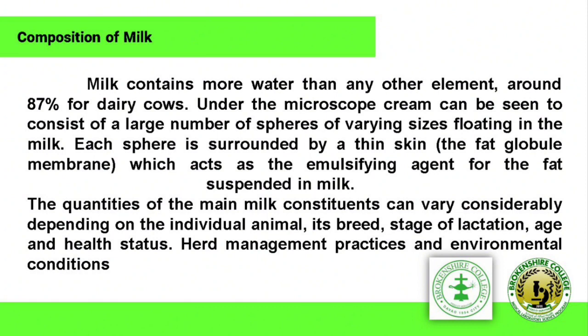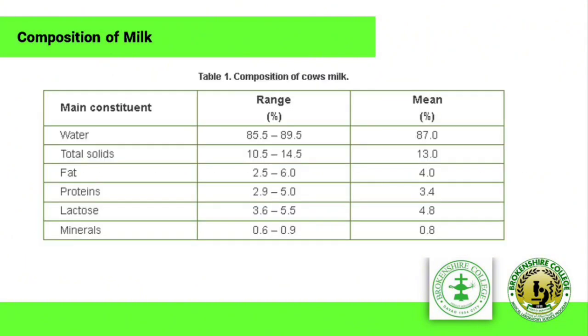Next, we have the composition of a cow's milk. So the main constituents are water with a range of 85.5 to 89.5. Total solids are 10.5 to 14.5. Fats is 2.5 to 6. Proteins is 2.9 to 5. Lactose is 3.6 to 5.5, and minerals is 0.6 to 0.9.